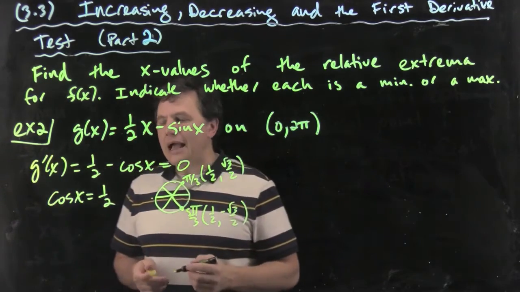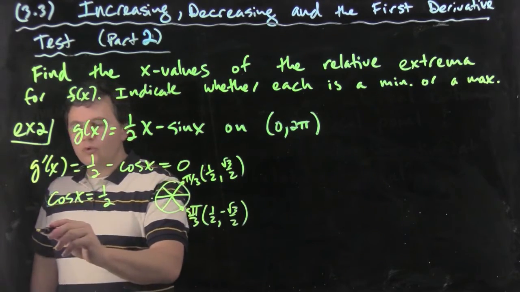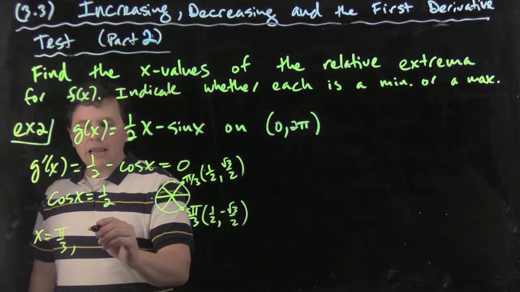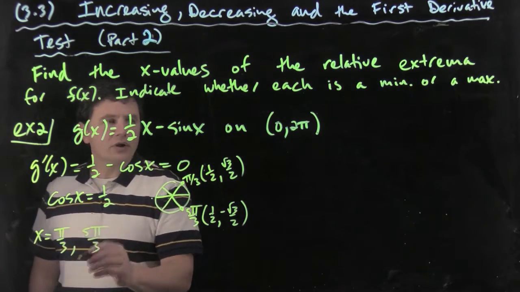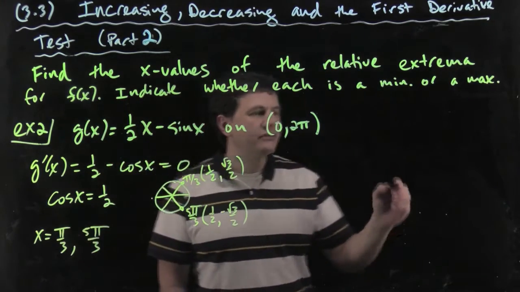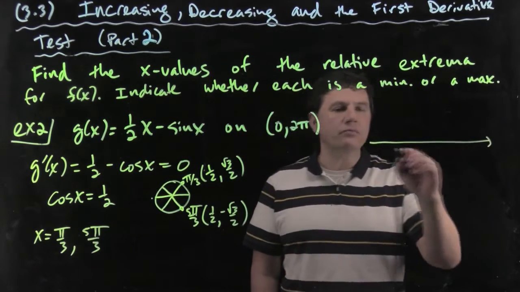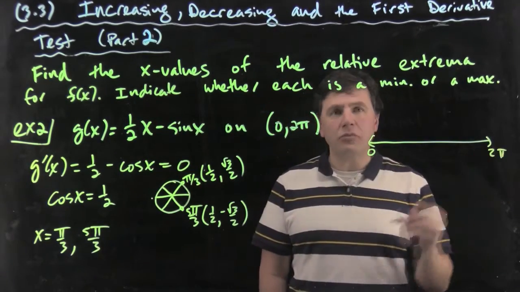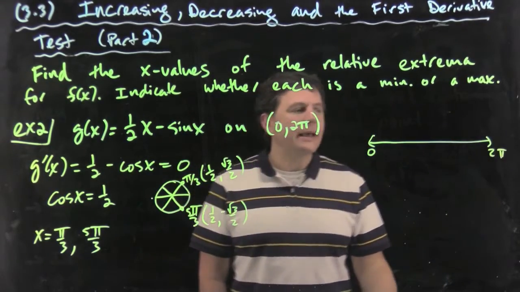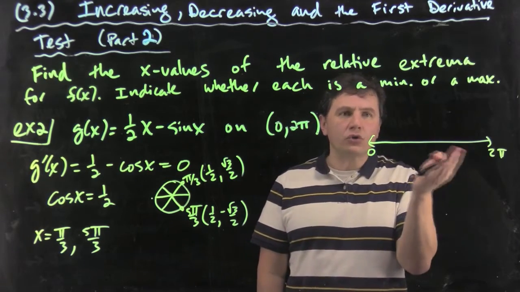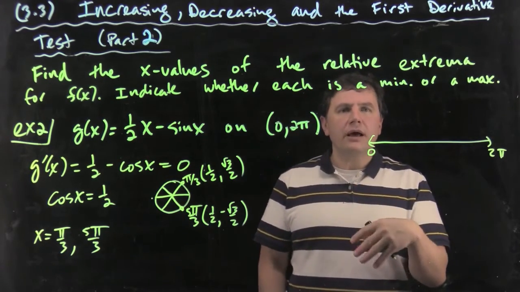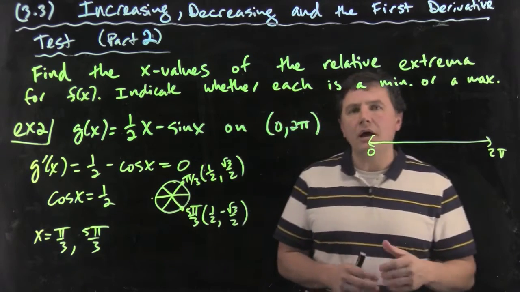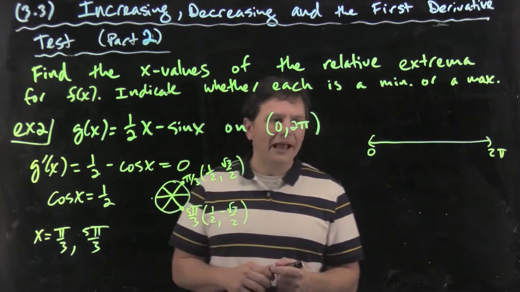Okay, so now we have two critical points: x equals pi over 3 and 5 pi over 3. So just like before, I'm going to make a sign chart. The only thing I want to indicate with my sign chart is we're beginning at 0 and ending at 2 pi. We also don't want to include 0 and 2 pi. When we talk about relative maxes and mins, we really don't consider endpoints like we do if we're talking about absolute maxes and mins.